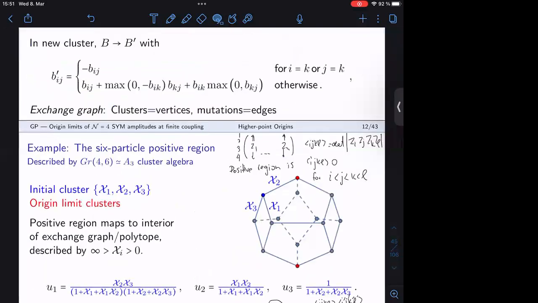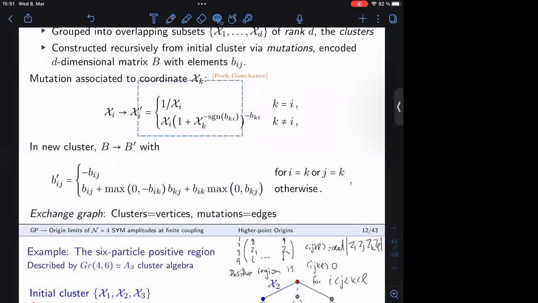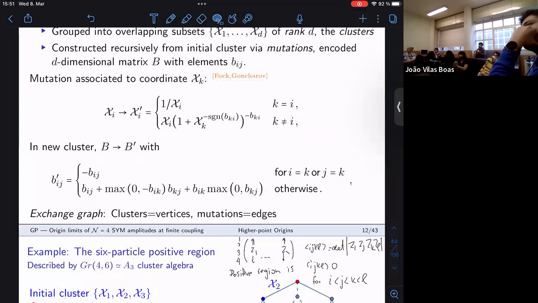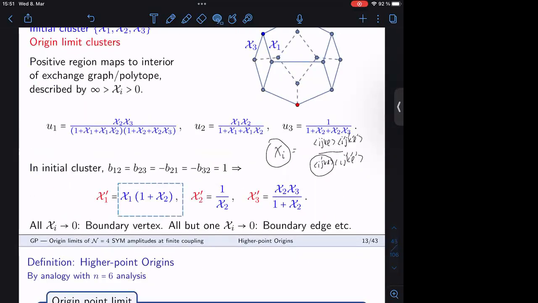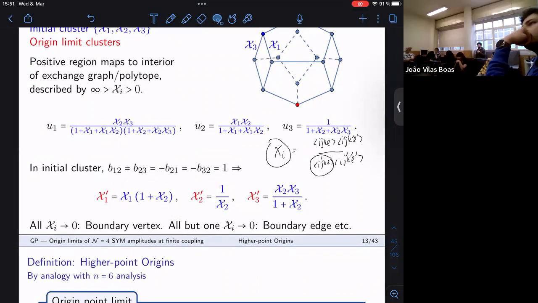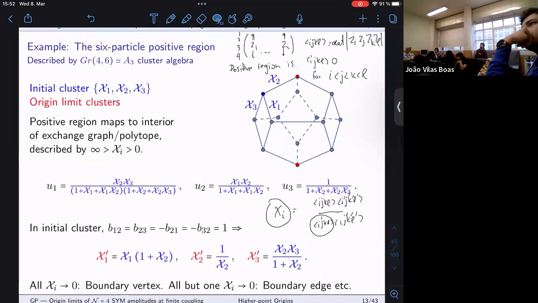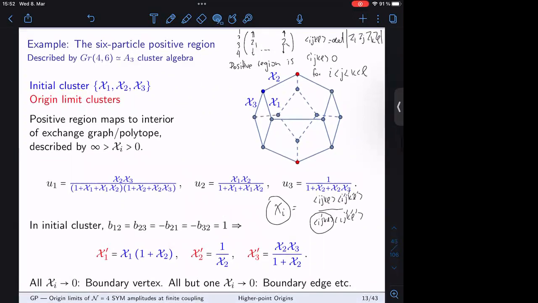It's a quite remarkable theorem that these kinds of transformations do not spoil positivity. If you start with a set of variables that are positive and you mutate them, all other variables that can be constructed out of them, all these rational functions of your original variables, will also be positive. Yeah. Thanks. More questions?